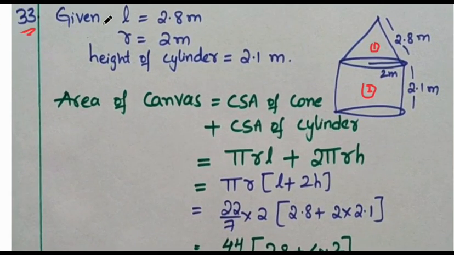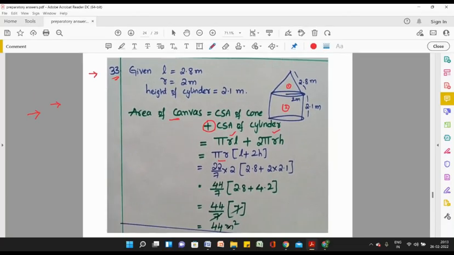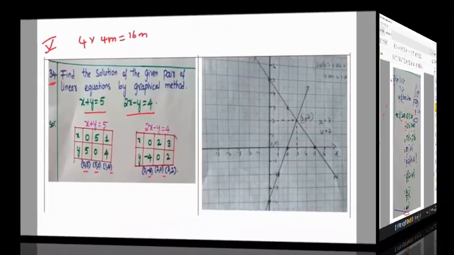33rd question is a question from surface areas and volumes. We have to find the area of canvas. Canvas is in the form of a cone and a cylinder. So area of canvas required to make tent is curved surface area of cone plus curved surface area of cylinder. Curved surface area of cone is pi r l. Curved surface area of a cylinder is 2 pi r h. Pi r into L plus 2h. I am taking pi r common and replacing the r, L and h in the given formula, we'll get our answer as 44 meters square. So area of canvas required to make tent is 44 meters square.